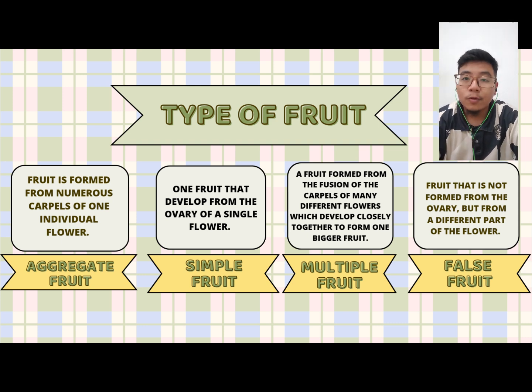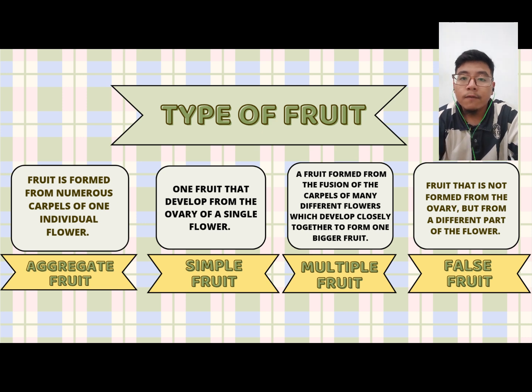There are four types of fruit. The first one is simple fruit. Simple fruit is one fruit that develops from the ovary of a single flower. The second one is multiple fruit, a fruit formed from the fusion of the carpels of many different flowers which develop closely together to form one bigger fruit.